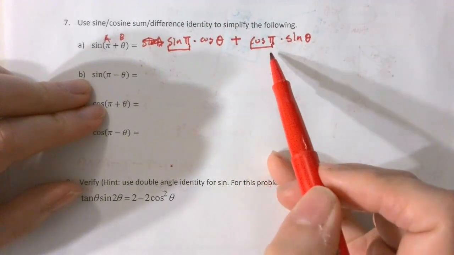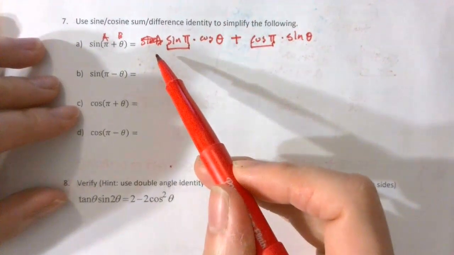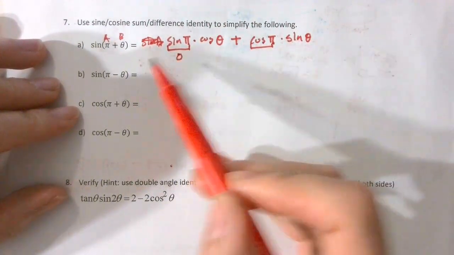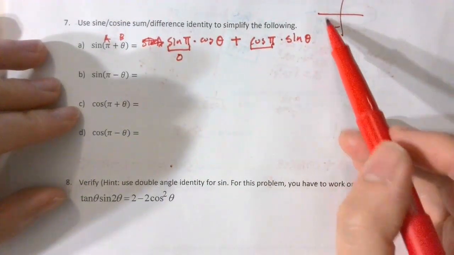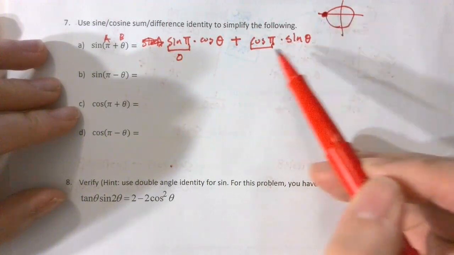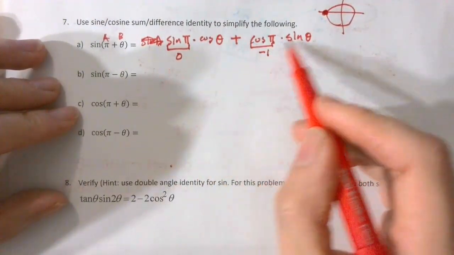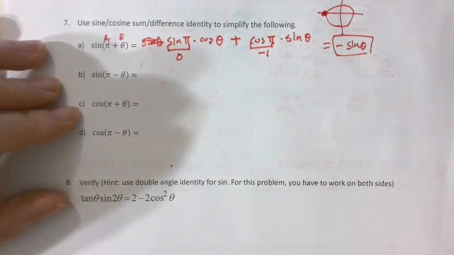All right, so on theta, did I say theta? I meant pi. Pi is on the left side of the unit circle. What's the y value on the left side? 0. So that's a 0. What's the x value? Sorry, it's really late, I'm making this video. Over here, what's the x value? -1. So 0 times anything is 0. So I just get negative sine of theta as an answer.